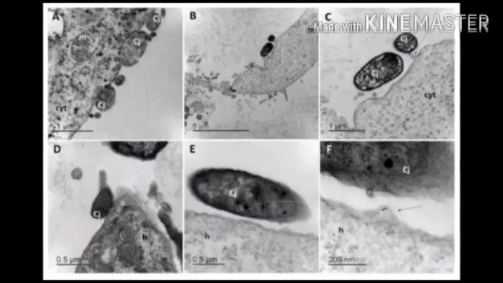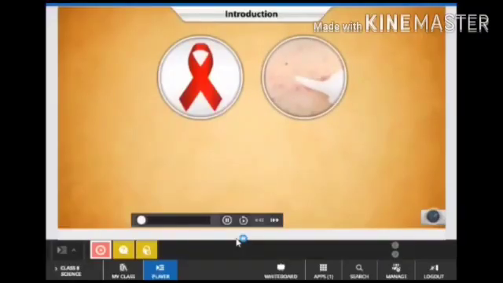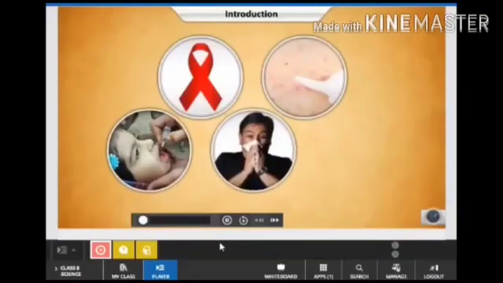Microorganisms are broadly classified into 5 categories. They are virus, bacteria, fungi, algae and protozoa. First, we discuss the topic virus. Now let's see the topic virus.